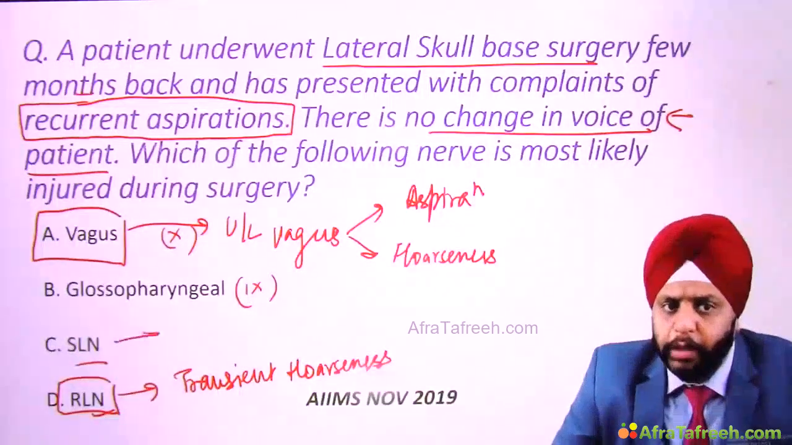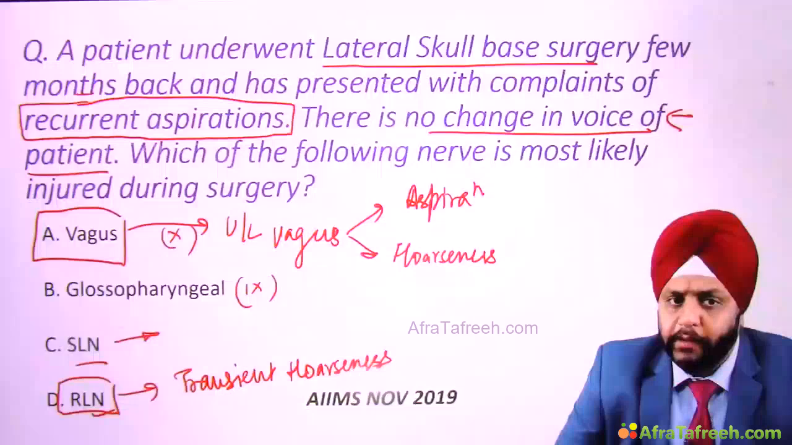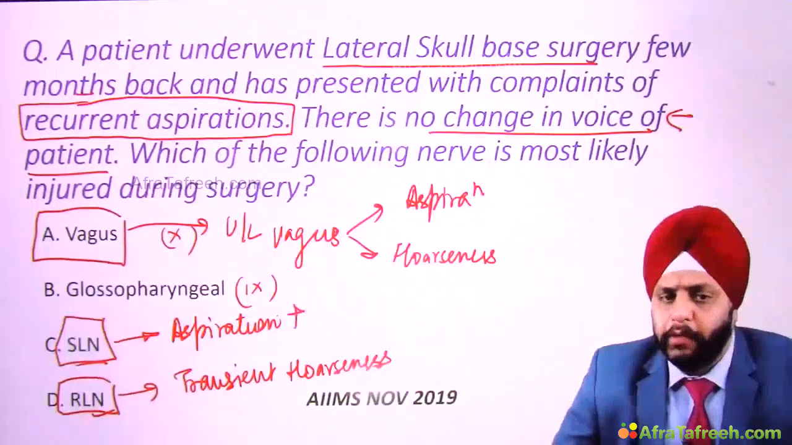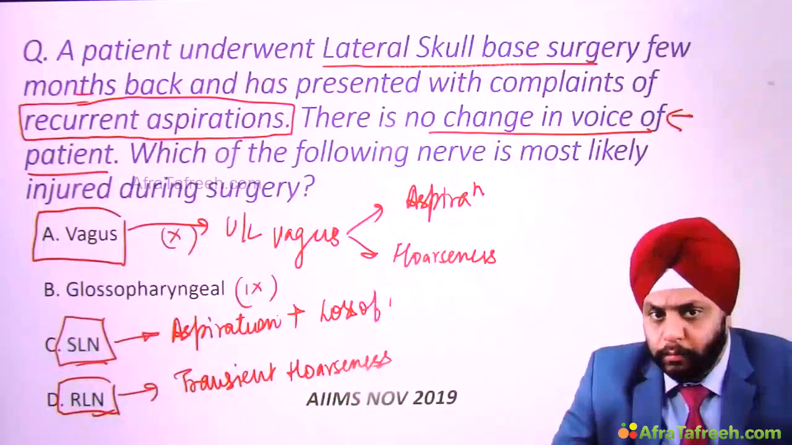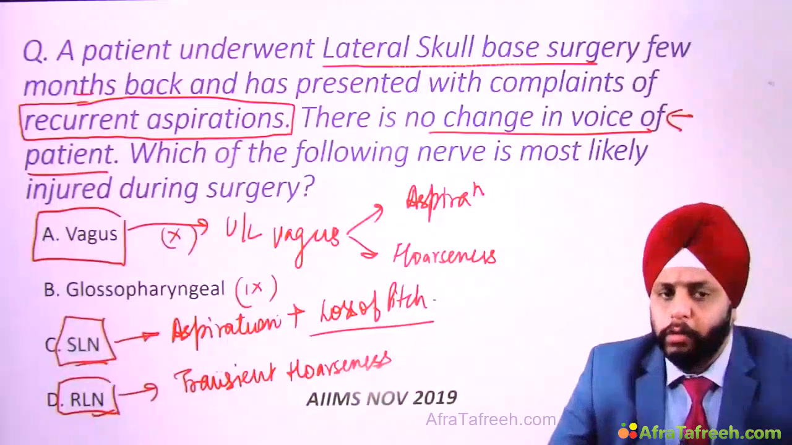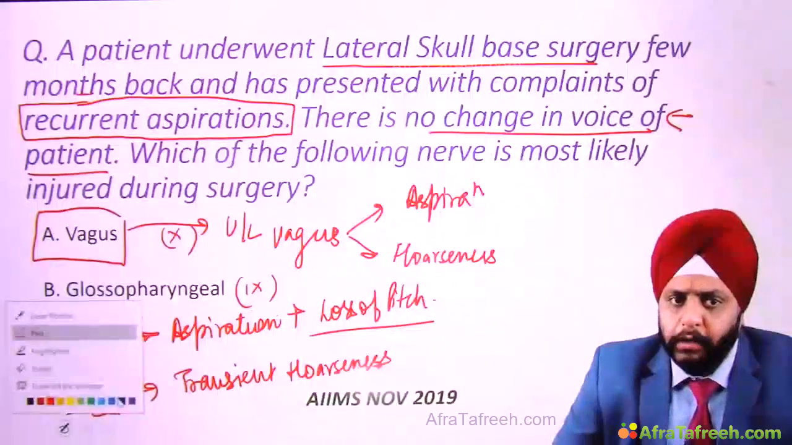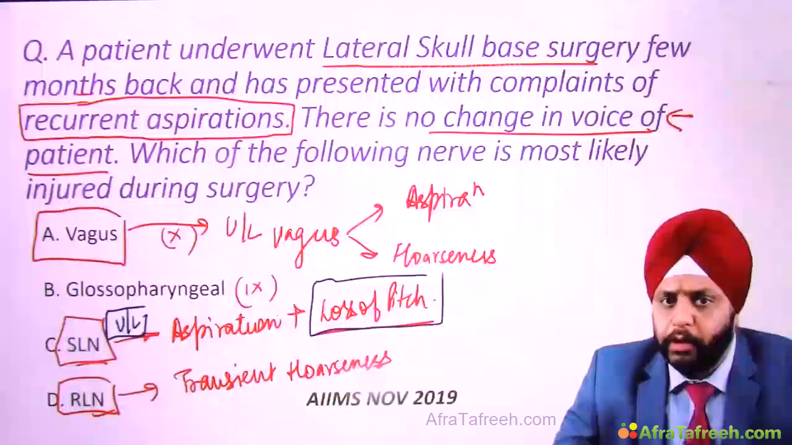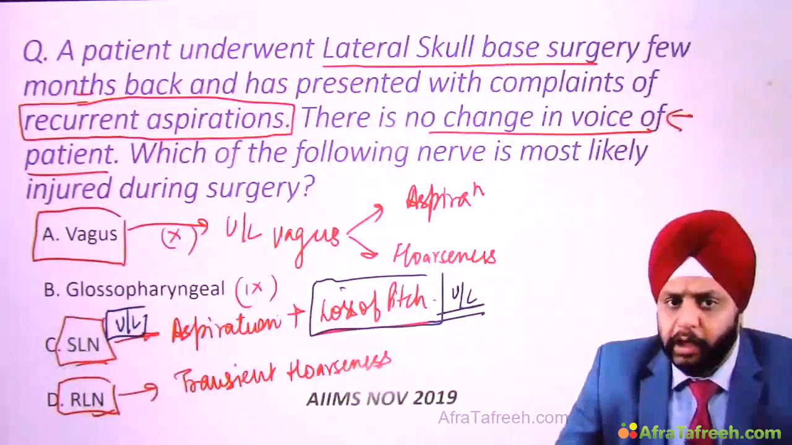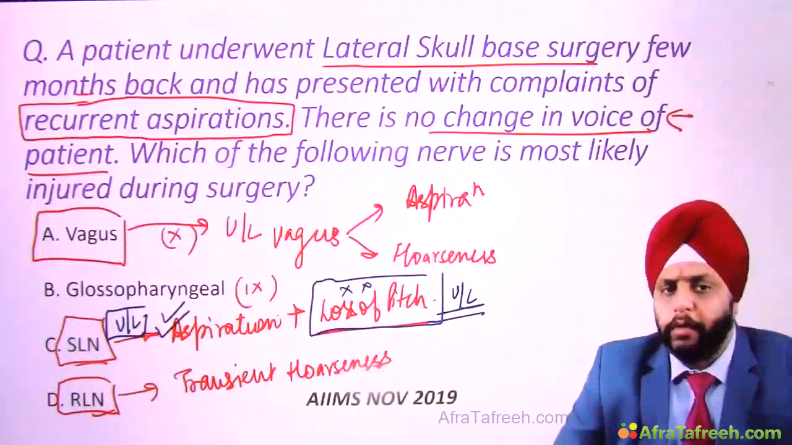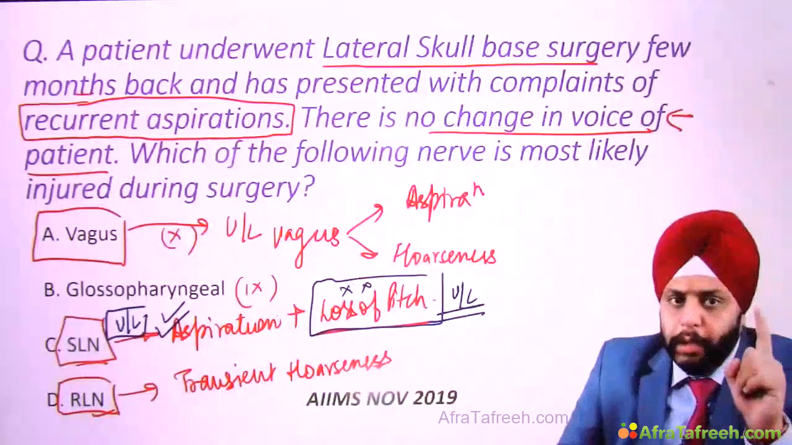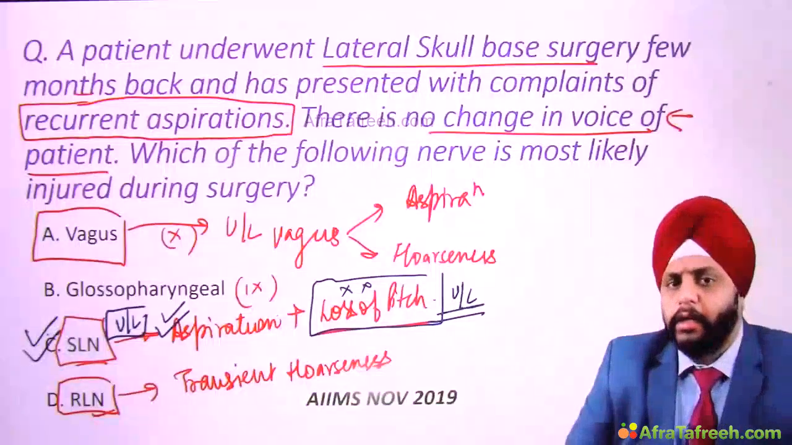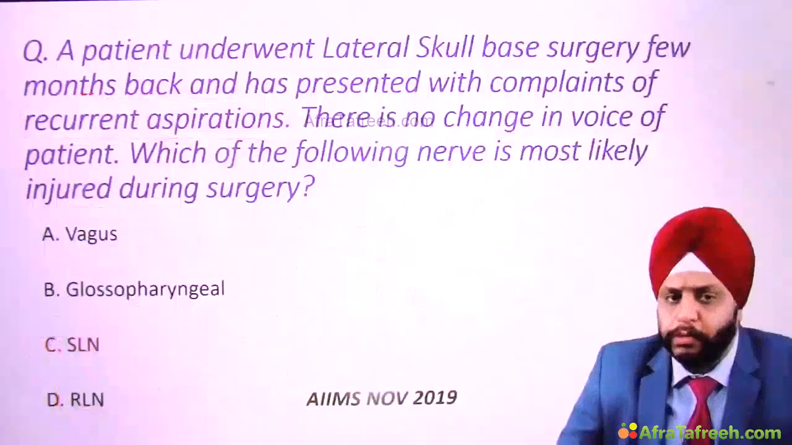But if there is a superior laryngeal palsy, the patient will have, number 1, aspiration, plus loss of pitch because of loss of the cricothyroid action. Now let us say this is a unilateral palsy. Unilateral loss of pitch is not even noticed by the patient, so the patient will not complain of it. The patient will only come to you with a complaint of aspiration. So the patient has aspiration without any change in voice. So our answer has to be superior laryngeal nerve injury. Okay, so that is the answer to this question.